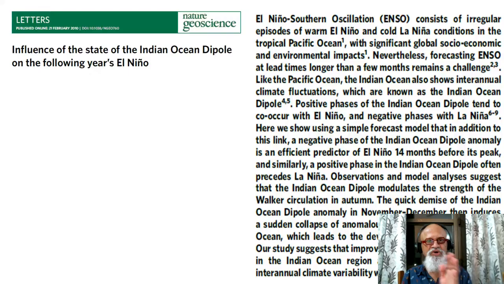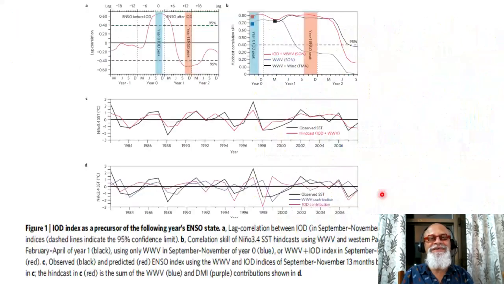So we are still talking about El Nino decaying into La Nina, or La Nina evolving and vice versa, right? Our study suggests that improvements in the observing system in the Indian Ocean region and better simulations of its intraannual climate variability will benefit ENSO forecasts. So in this case, if the model is doing El Nino well, but not the IOD, which is not uncommon in models, then you can try to understand why the model doesn't do the IOD.